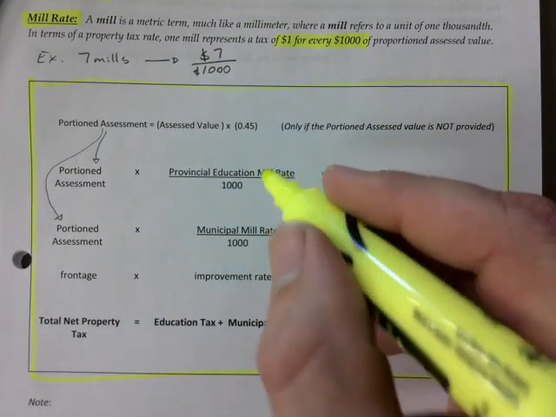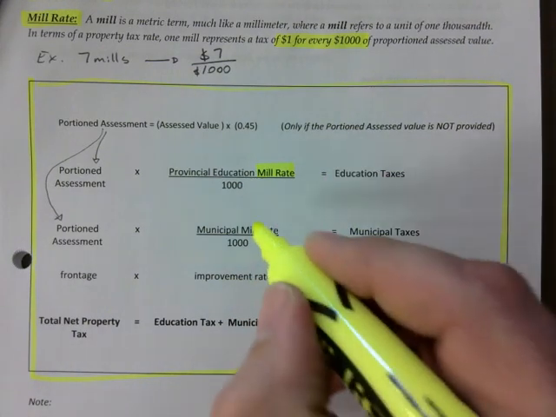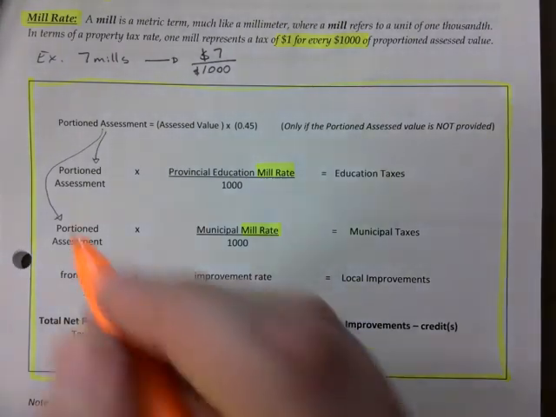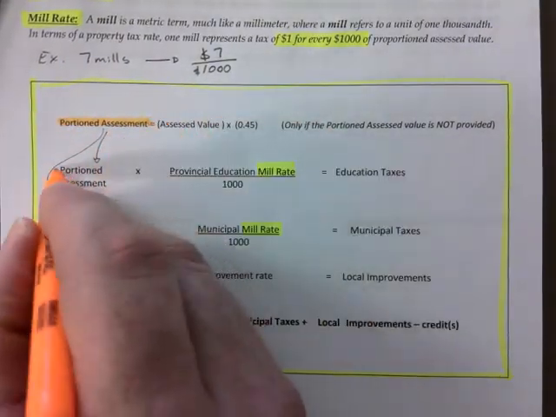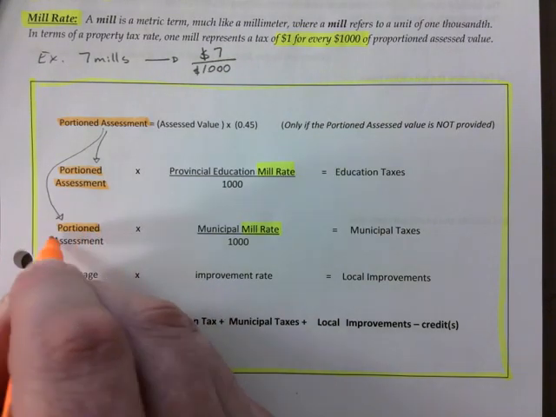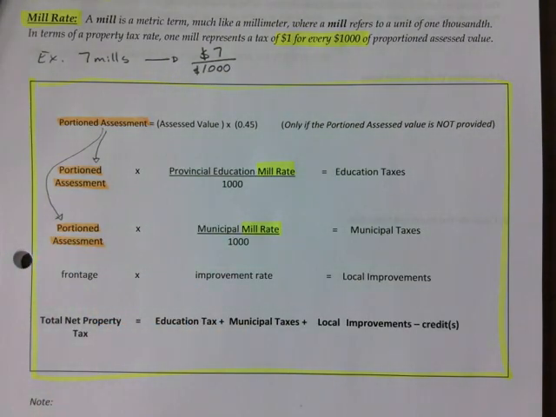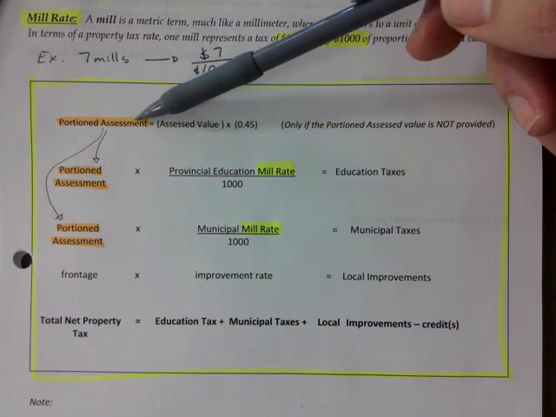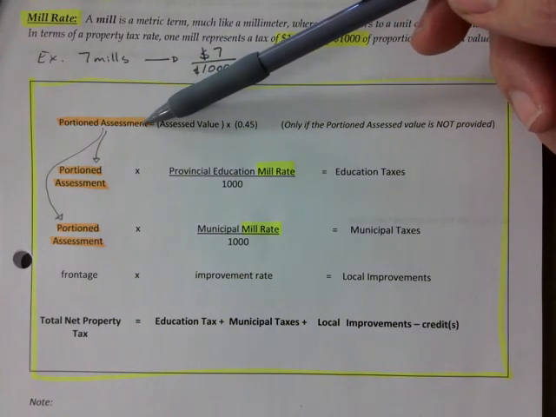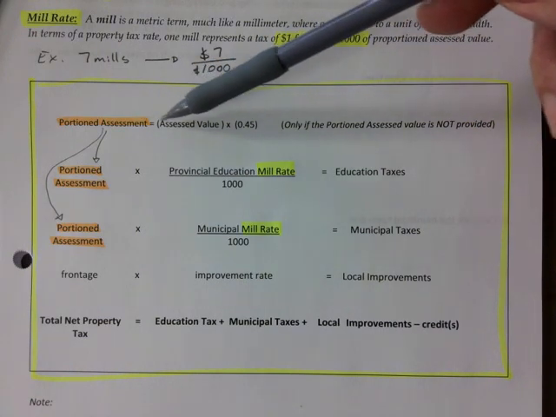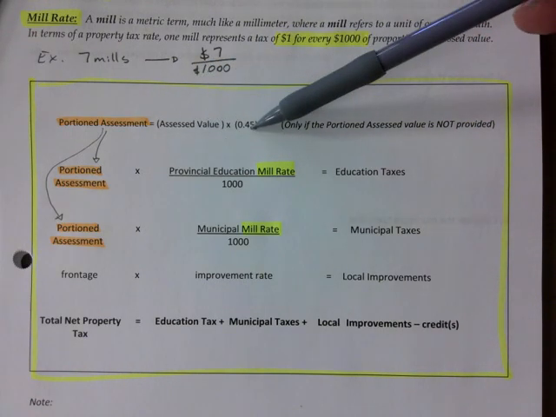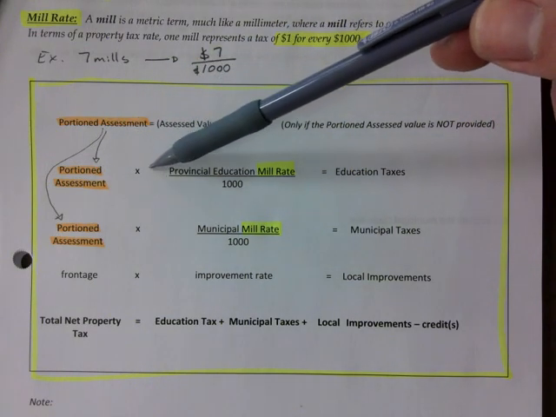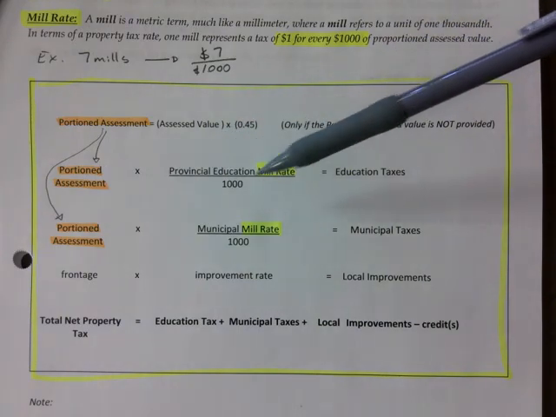highlight the mill rates. There's a mill rate there, there's a mill rate there. And I will highlight the portioned assessment like this. So first you have to figure out how much they are going to tax me on. Take the value of home times 0.45. Then you take whatever your answer is, you multiply it by the educational mill rate divided by 1,000.